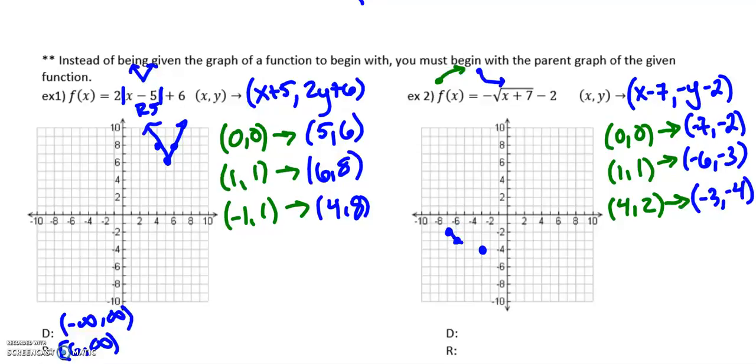So he's going to come down and keep curving some and go like that. So there's my square root transformed graph. The domain, according to the graph, is going to be negative 7 to infinity, and the range is going to be negative infinity the whole way up to negative 2 with a bracket. So there's my transformed graph and the domain and range. Again, the key is just go back to your parent graph and see what the parent graph was.